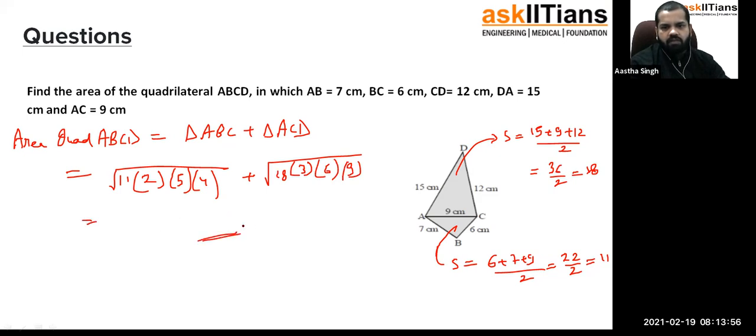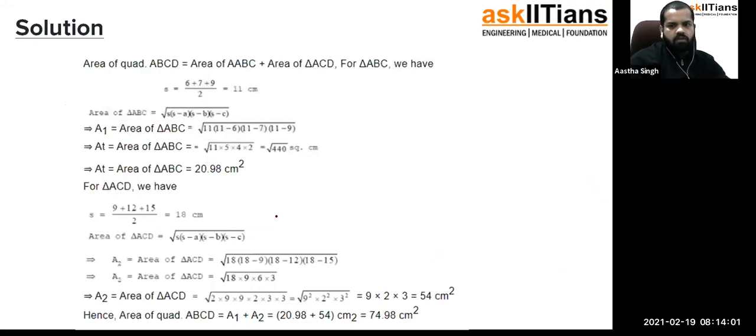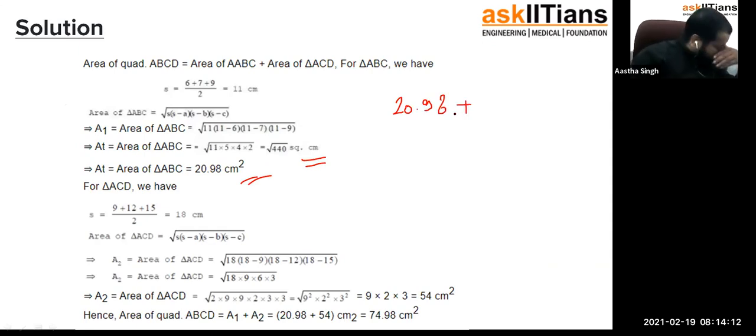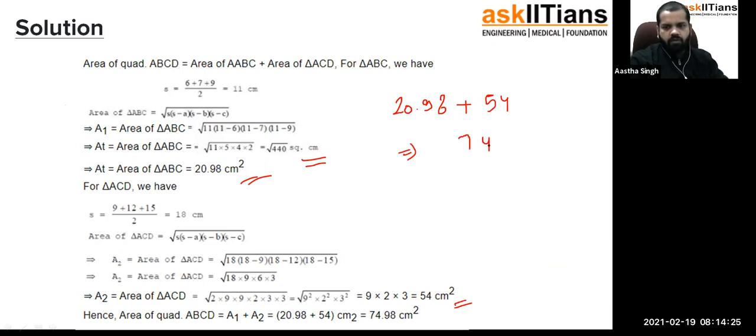So the area will be in centimeter square. Always do not forget to write the unit. The first came out to be 20.98 square centimeter, sorry, and your second came out to be 54 square centimeters. So if you add them, sorry guys, 74.98 square centimeters will be the area of your quadrilateral, right?